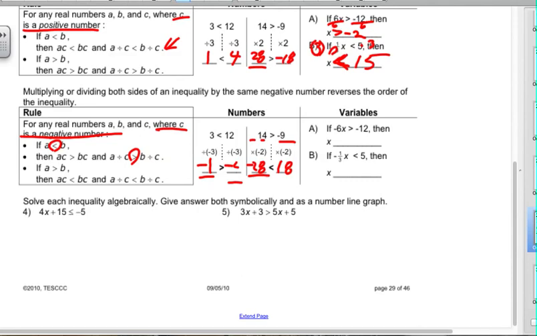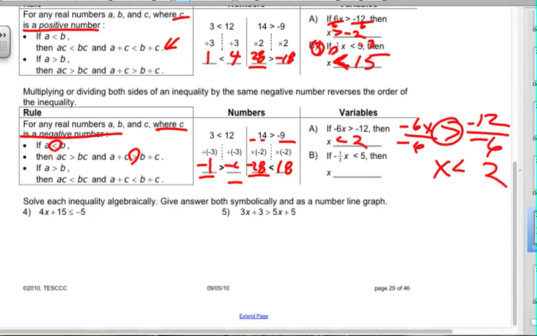So the same thing here. I divide both sides by negative 6. When I do that, I have to switch this around. So it becomes x is less than 2.